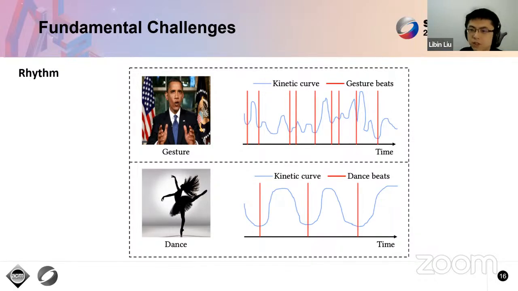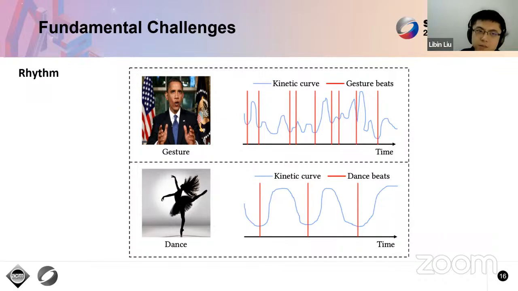But for gesture, we know the rhythm is not stable. Even when I'm talking, the stress of my voice is not a consistent pace. It's changing all the time. So it's very complicated. This becomes a hard task, to make the rhythm of the motion consistent with the rhythm of the audio.